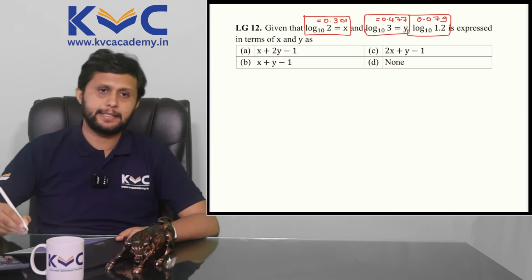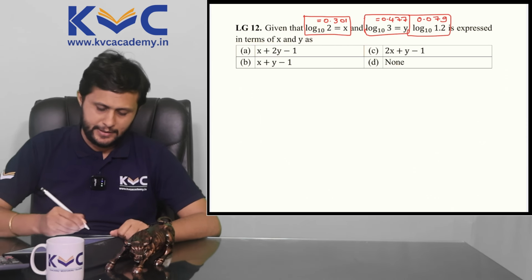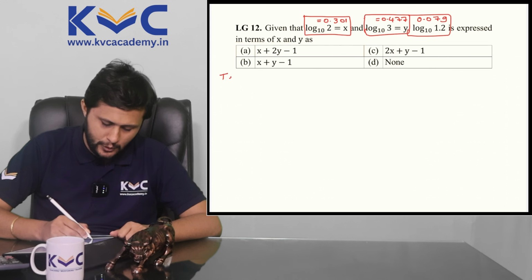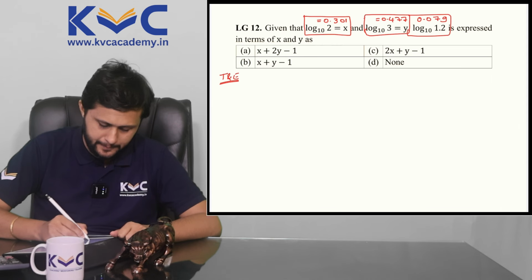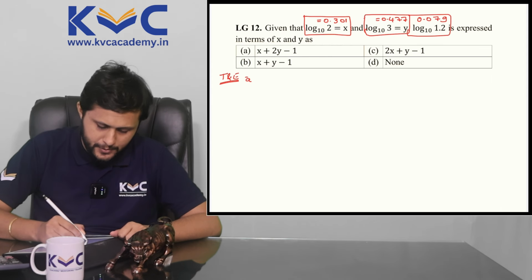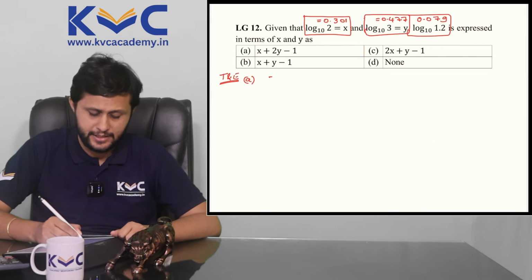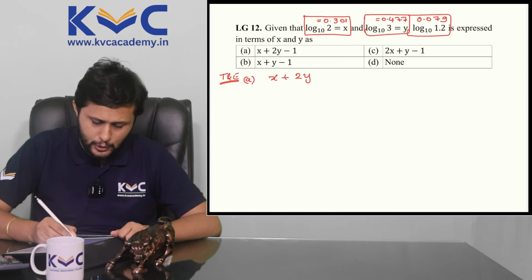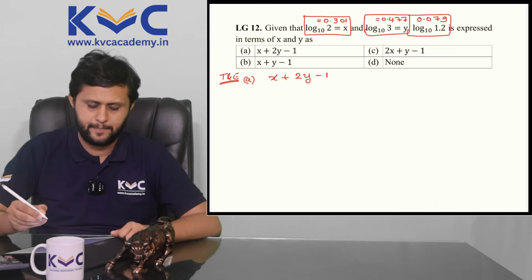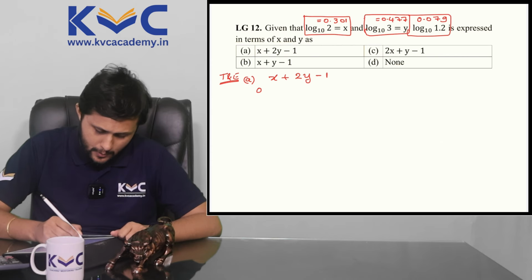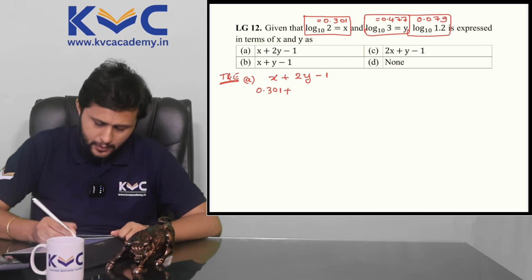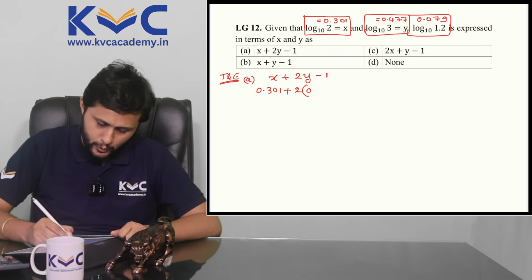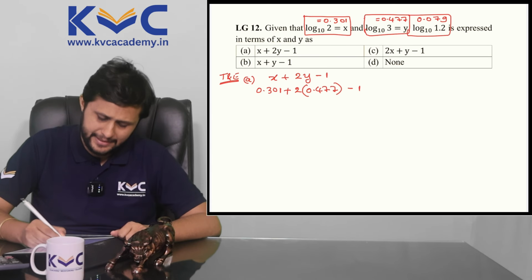0.079. This much is enough. Once I know this much, I'll go for trial and error. Option A: what does option A say? x plus 2y minus 1. What is x? We got 0.301. What is 2y? 2 into y is 0.477, minus 1.